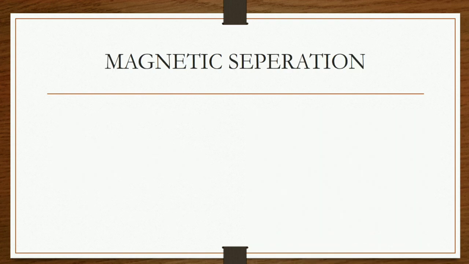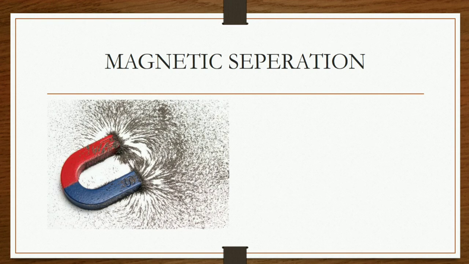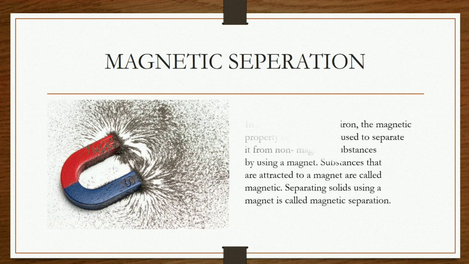Magnetic separation. For this magnetic separation, we will be using magnets. Particles like iron and other magnetic substances can be separated from non-magnetic substances by using a magnet. Such substances are called magnetic. So separating the solid using a magnet, we call it magnetic separation.